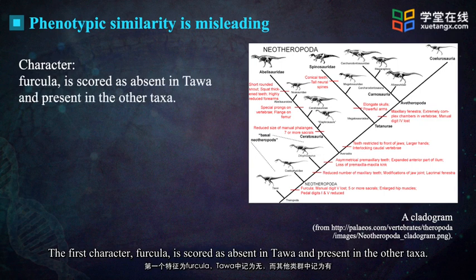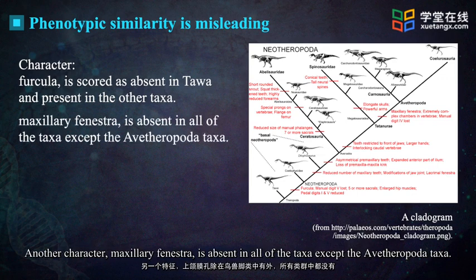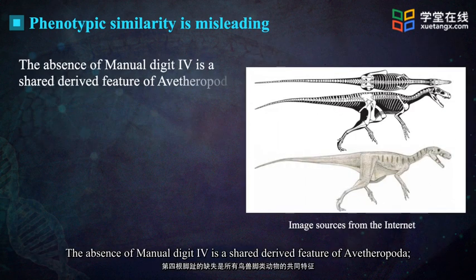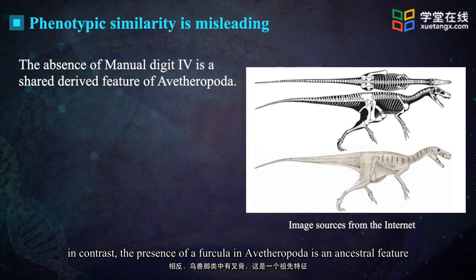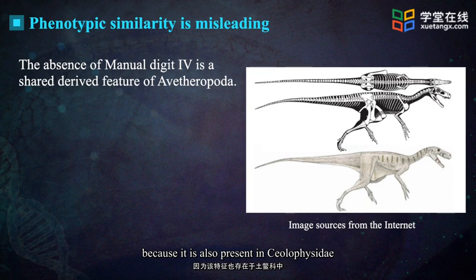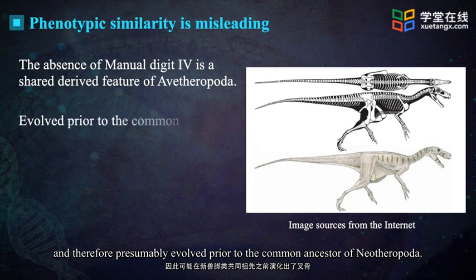The first character, furcula, is scored as absent in Tawa and present in the other taxa. Another character, maxillary fenestra, is absent in all of the taxa except the Avetheropoda taxa. The absence of manual digit 4 is a shared derived feature of Avetheropoda. In contrast, the presence of a furcula in Avetheropoda is an ancestral feature because it is also present in Coelophysidae, and therefore presumably evolved prior to the common ancestor of Neotheropoda.